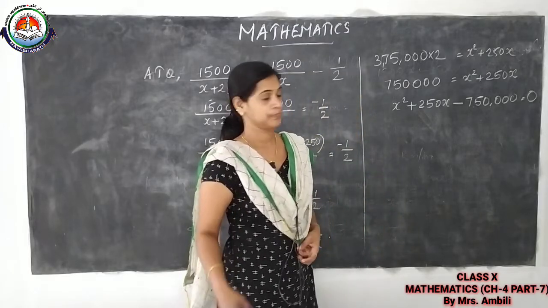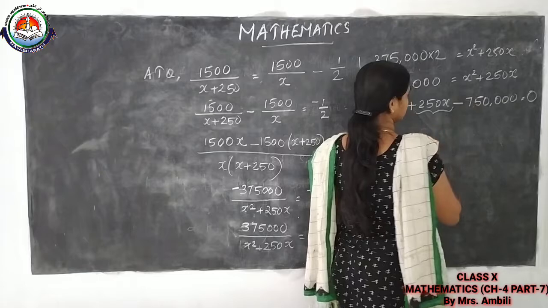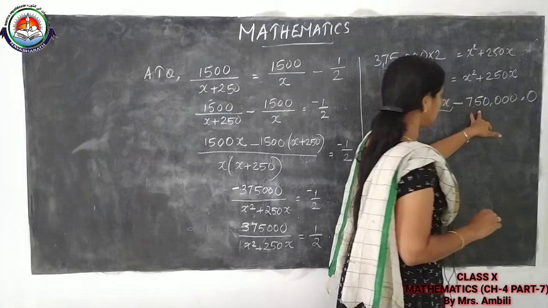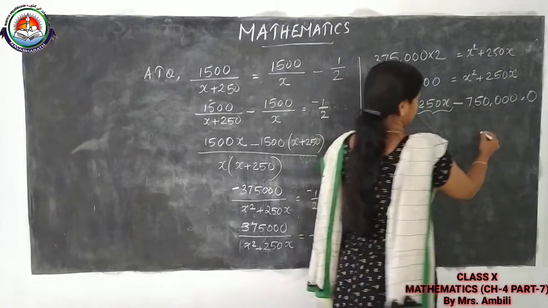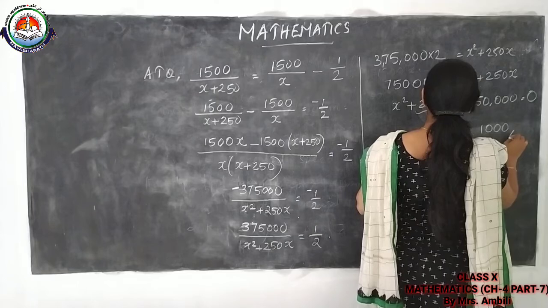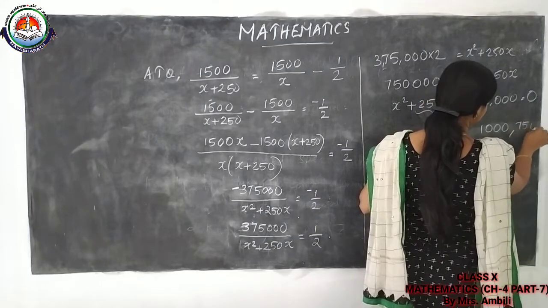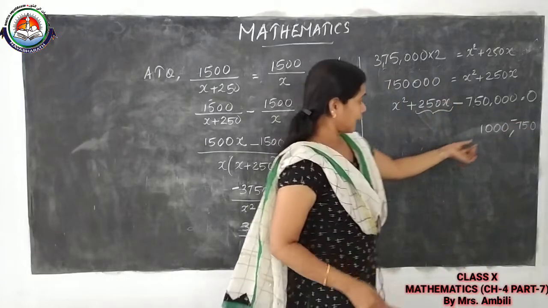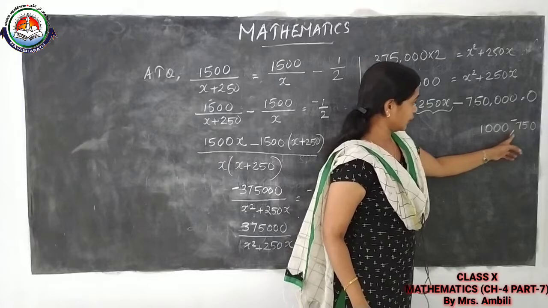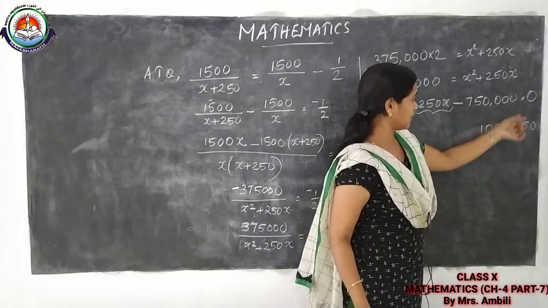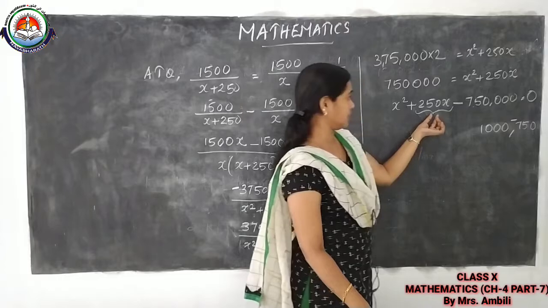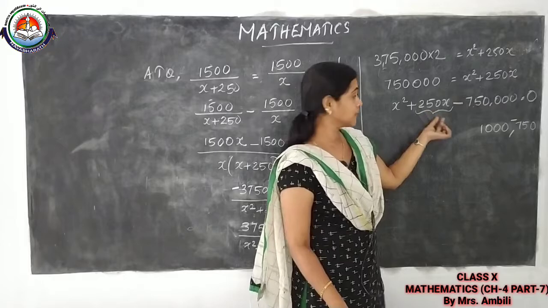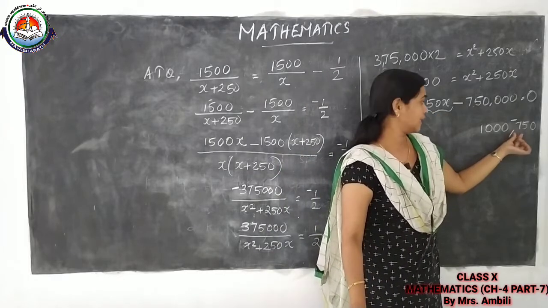Splitting the middle term. So we can split 250x. The product we need to get is 7,50,000. So which numbers can we take? We can take 1000 and 750, plus 1000 and minus 750. 1000 into 750 gives 7,50,000, and plus 1000 minus 750 gives plus 250x. So we can split 250x into 1000x and minus 750x.